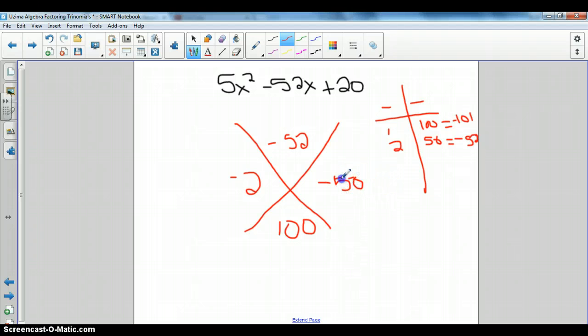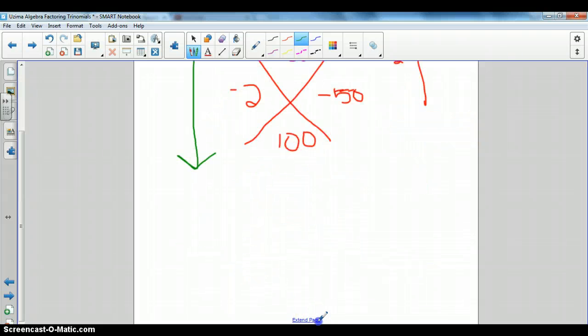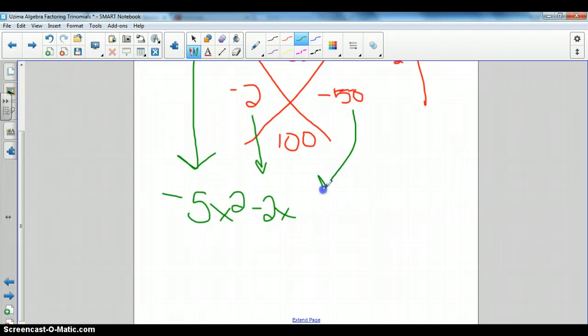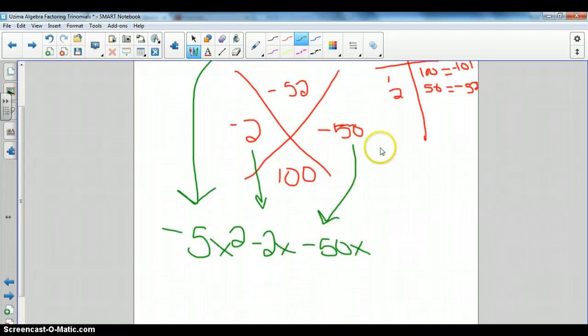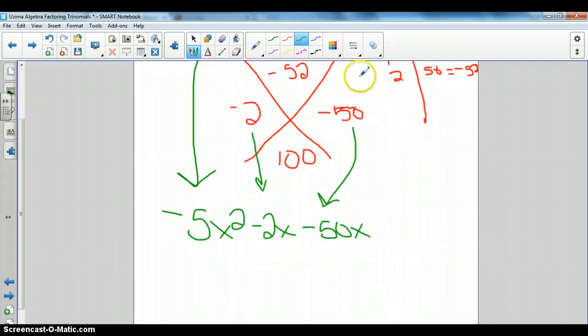Okay, then we're going to bring, remember, this one down. So we only do this extra step process when this is greater than 1. Before they are easier, so these ones have a little extra step to them. So negative 5x squared. Bring this down, negative 2x. That down, negative 50x. What's that last piece? Positive 20.